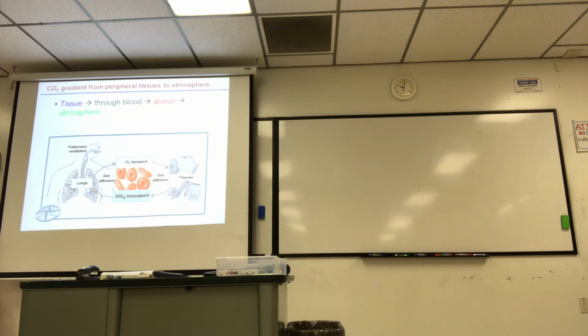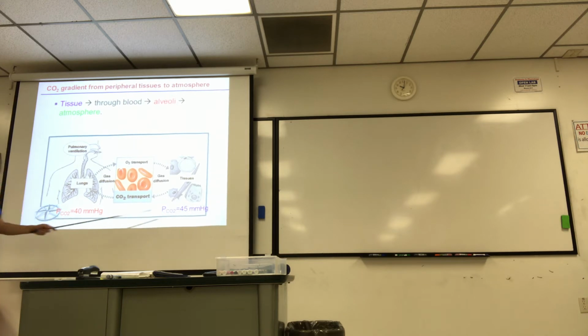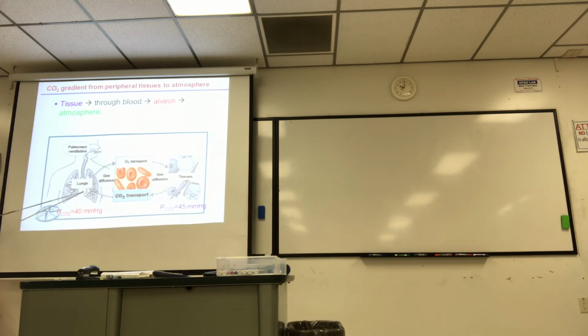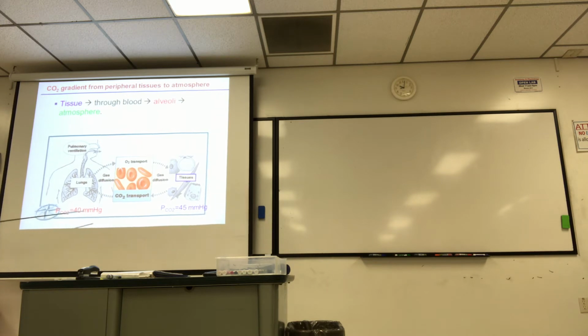Here's a picture of that. CO2, 45. You keep breathing, keep the PCO2 low, about 40, and that's your gradient. That allows the CO2 to go from tissue to the blood, to the lungs, and you breathe it off. You're just kind of pulling it out of the tissues by breathing.